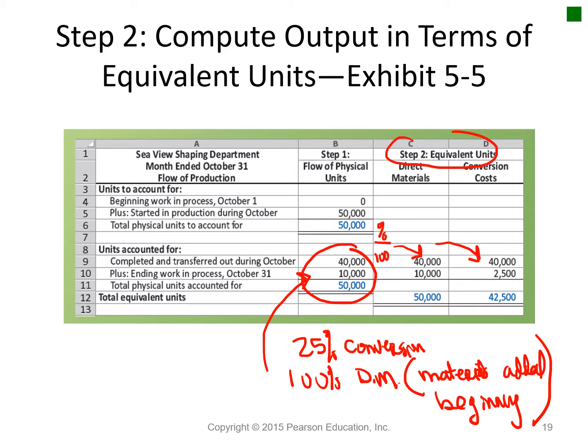So what I do for materials, I would take the materials times 100%. That gives me the 10,000. And then I take the conversion percent, which they have to give you, times the 10,000. That's where they would come up with that 2,500. And then what you do is you add these down. For direct materials, you say it's 50,000 equivalent units of production. For conversion, it's 42,500 for equivalent units of production. And then you're going to basically use this as you come up with your average cost to make.